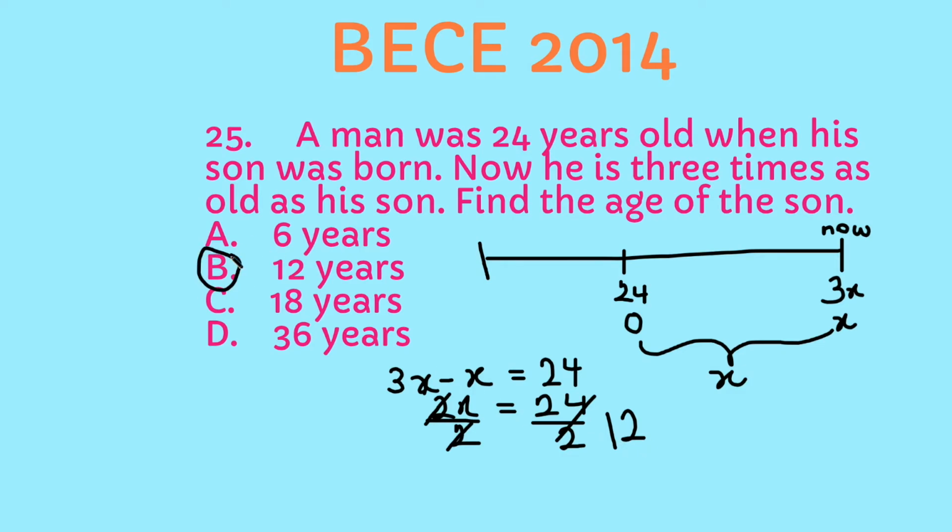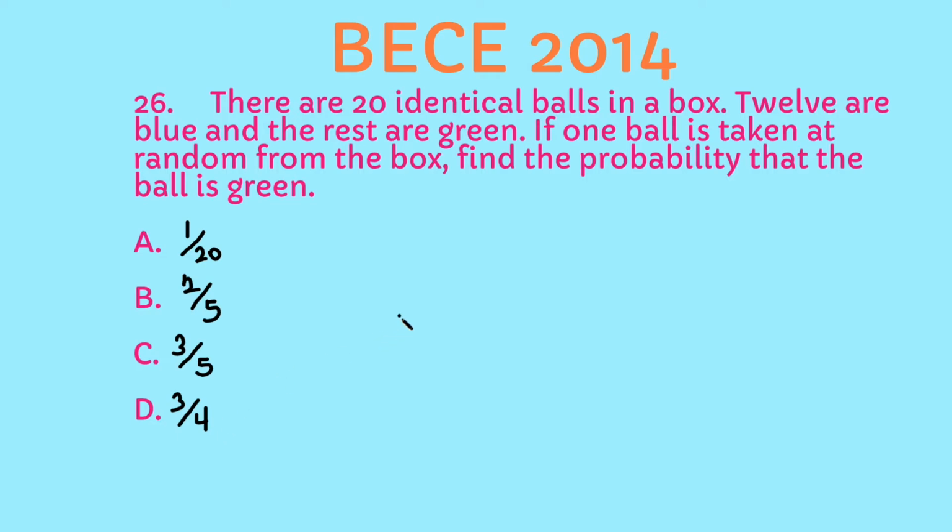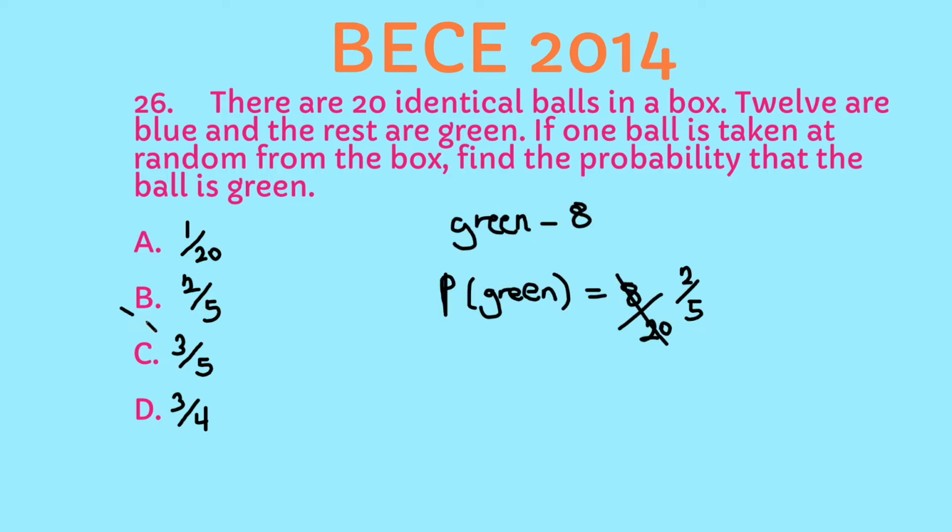B. For question 26, there are 20 identical balls in a box. 12 are blue and the rest are green. If one ball is taken at random from the box, we have to find the probability that the ball is green. The probability that the ball is green will be 8 out of 20, because there are 12 blue, that means that the rest are green, and 20 minus 12 will give us 8. So our fraction will be 8 out of 20. You reduce it to the smallest possible form, which is 2 out of 5. Our answer will be 26B.